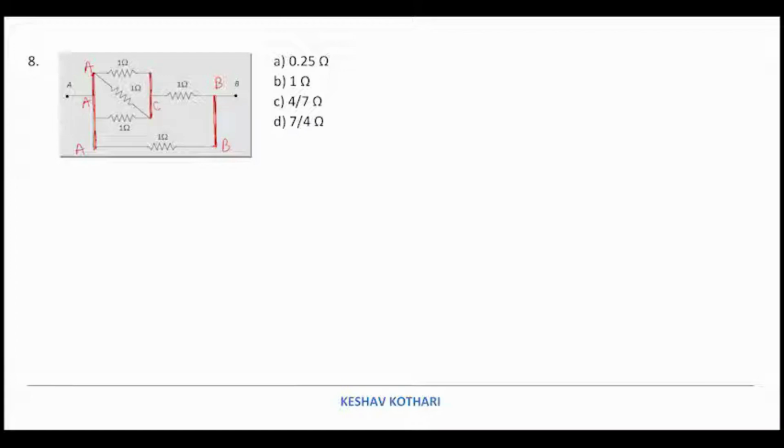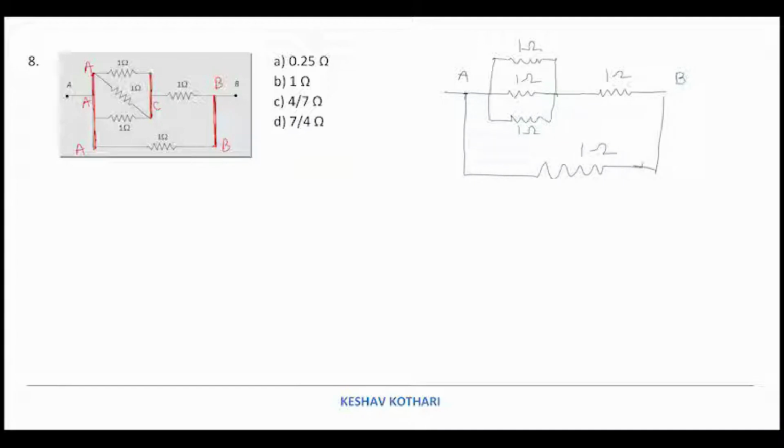So if I redraw this circuit, then I can draw it this way, that there is a point A and the three resistances are coming from A to C, and then it is going to B. So it is 1 ohm, 1 ohm, 1 ohm, 1 ohm, and the combination over here which is joining us with B is also having 1. So let us first of all calculate the value for this parallel network.